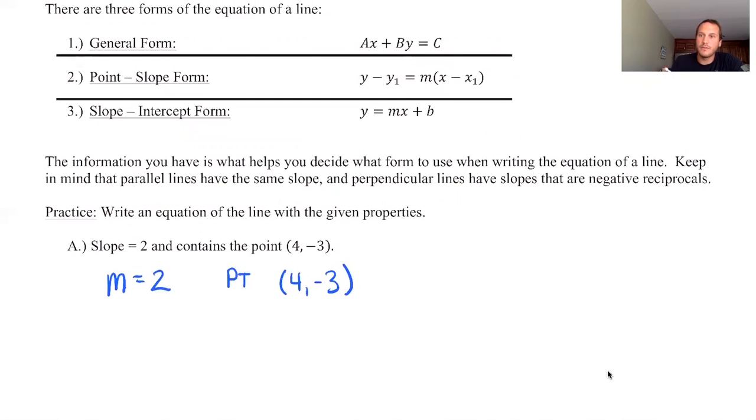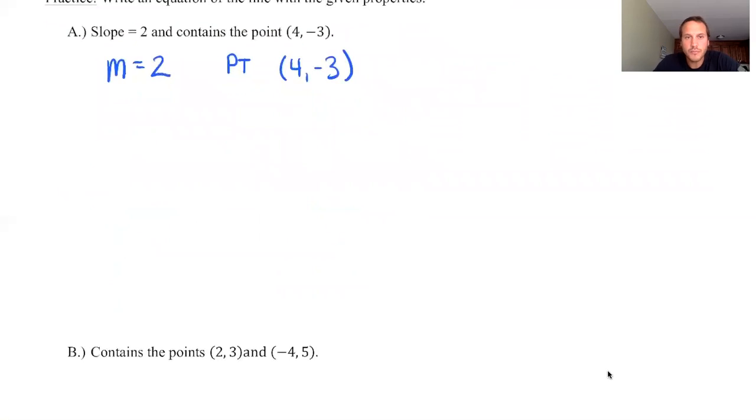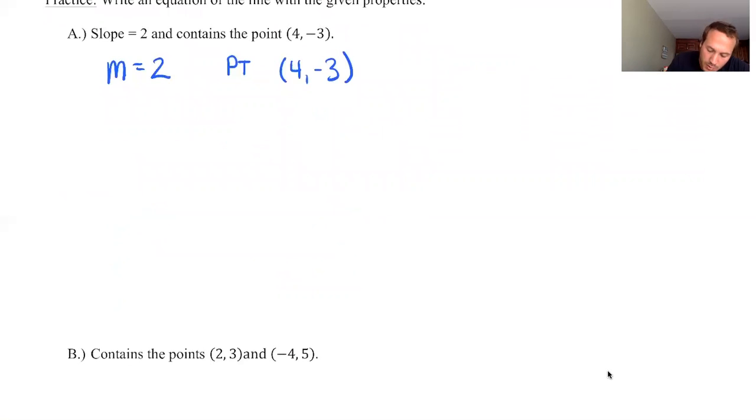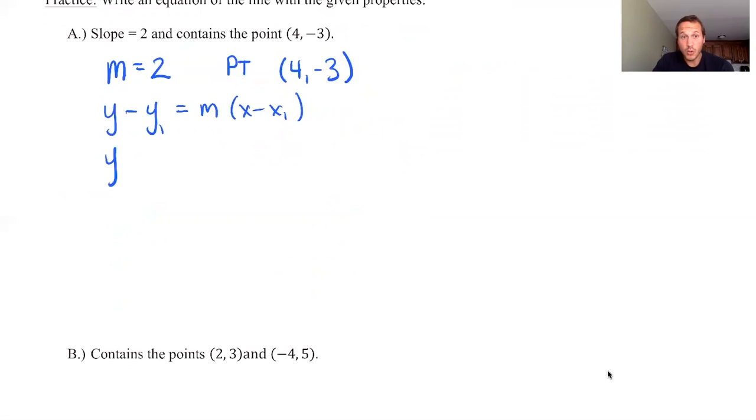Well, again, I have a slope and a point. If only there was one of these that was called the point slope form, okay? Luckily there is. So what we're going to use here is point slope, which is y minus y1 equals m times x minus x1. This y stays the same, that is always going to be y.